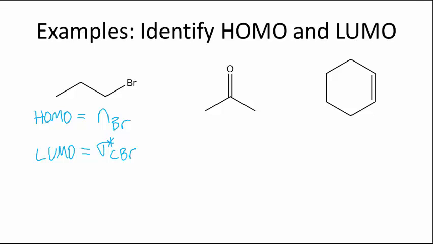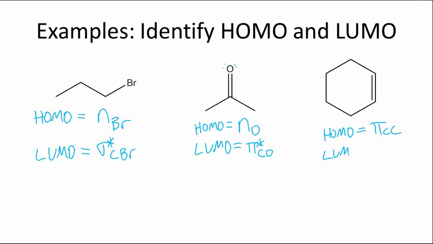All right. Second molecule. What's the HOMO? Lone pairs on oxygen, yeah. And the LUMO? Pi star CO. And then this last one. HOMO is going to be pi CC. There's no lone pairs. And the LUMO? Pi star CC.